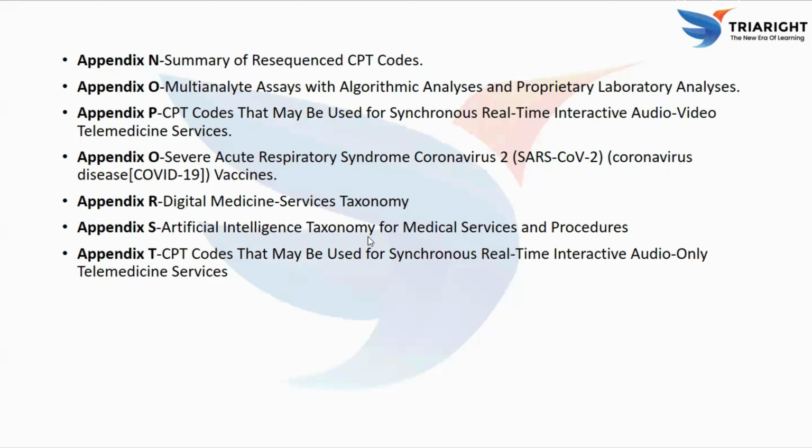Appendix S, Artificial Intelligence Taxonomy for Medical Services and Procedures. So it explains how AI is used in medical services. So AI may analyze images, assist diagnosis, and support clinical decisions. So this appendix does not give codes. It only explains how AI fits into CPT services.